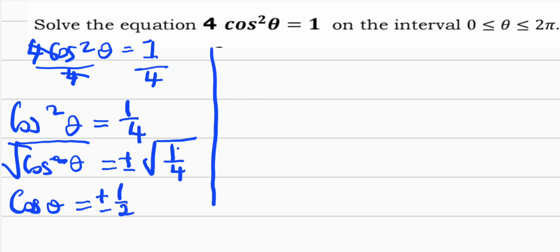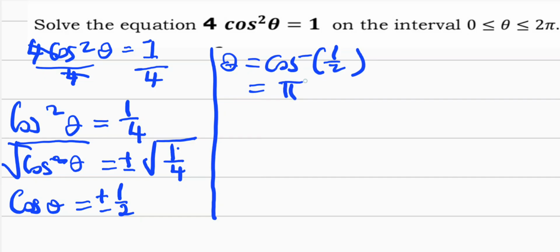Now, we got the answer for this one, but that's not the final answer because we are told to find the angle. So, theta will be the inverse of cosine half. So, theta is equal to cosine inverse of half, which is equal to pi over 3 in radian.